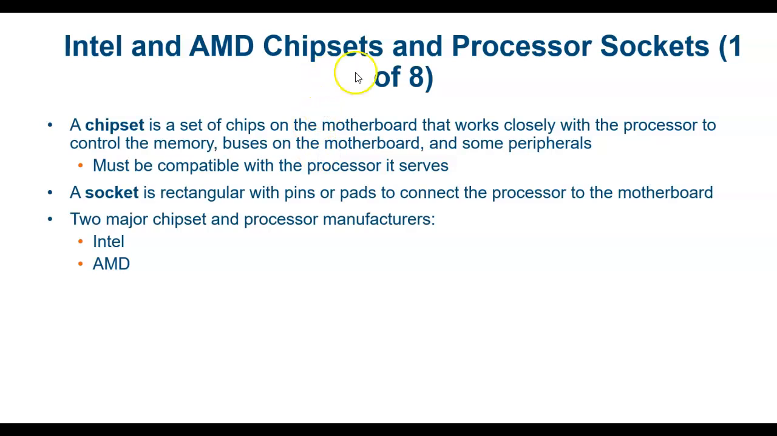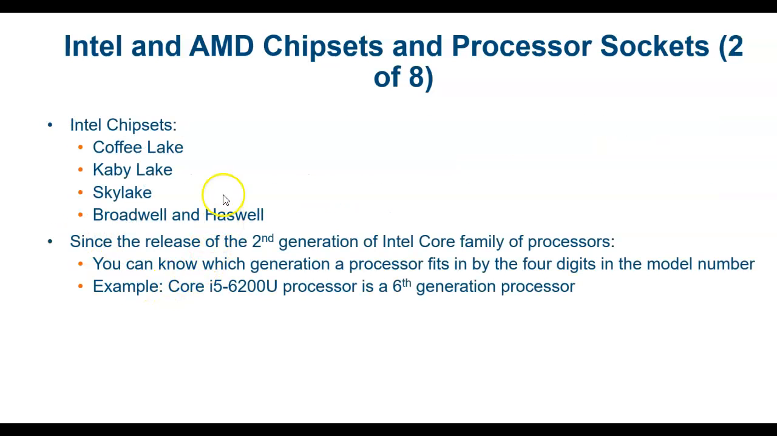Intel and AMD chipsets and processor sockets. A chipset is a set of chips on the motherboard that works closely with the processor to control the memory, buses on the motherboard, and some peripherals. It must be compatible with the processor it serves. A socket is a rectangle with pins or pads to connect the processor to the motherboard. Two major chipset and processor manufacturers: Intel and AMD.